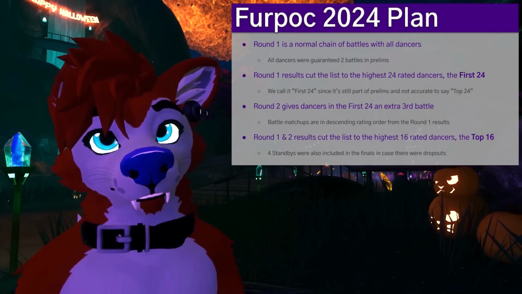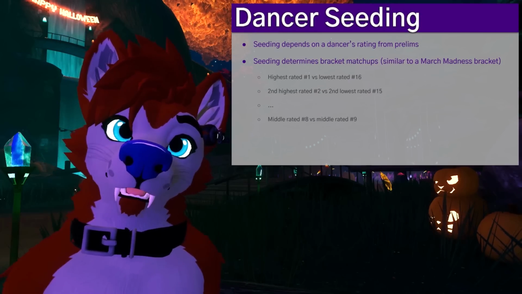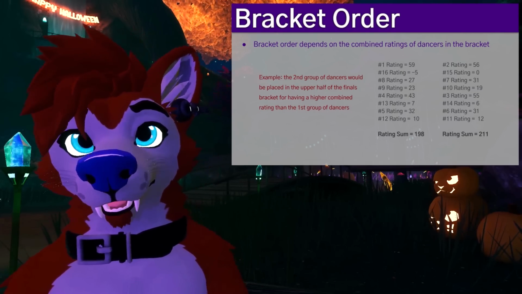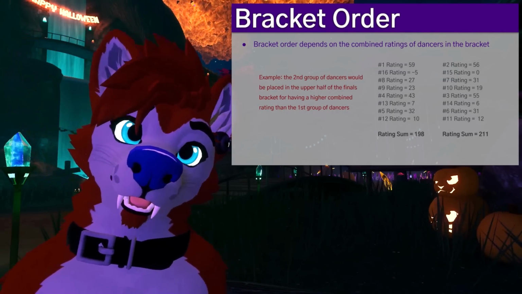Top 16 dancers plus 4 standby dancers are accepted into the finals. A dancer's rating determines their seeding. Bracket order is based on the sum of dancers' ratings in each section of the bracket. This prevents the judges from knowing dancers' seeding and avoids confirmation bias.